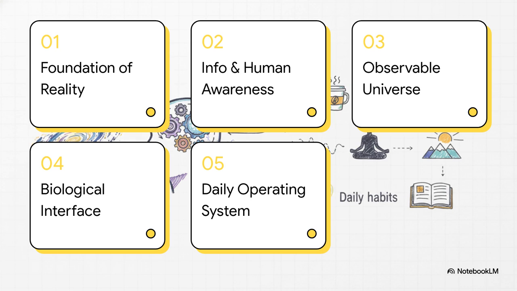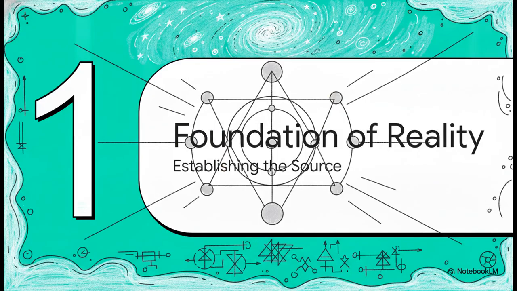Okay, here's our blueprint for today. We're going to start with the foundation of reality, move into information and human awareness, explore our observable physical universe, check out the brain's biological interface, and then finally wrap up with designing your daily system. All right, Section 1, the foundation of reality, establishing the source.